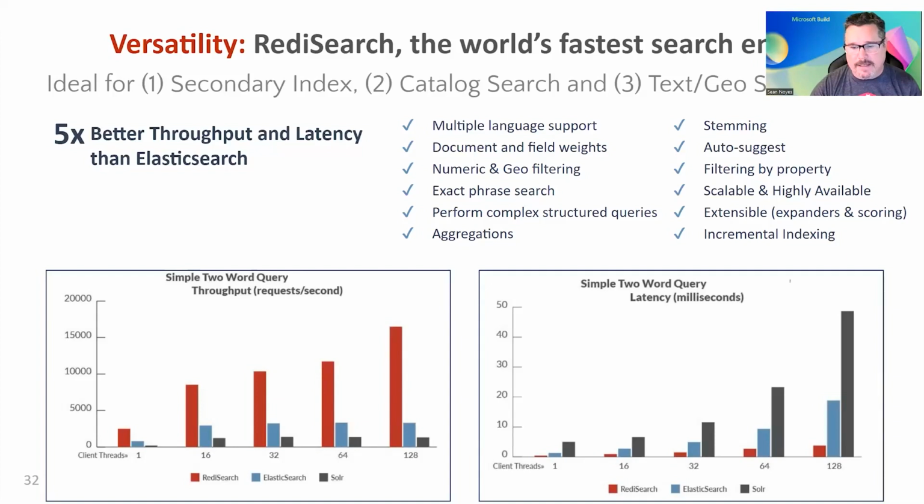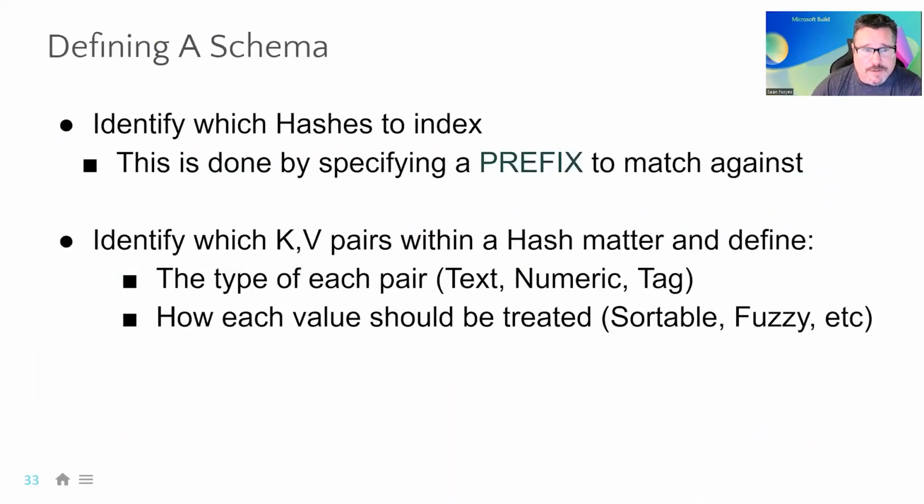Throughput's very high, and latency is extremely low for Redis Search. When we're using Redis Search, the first thing we have to do is identify what hashes we want and then specify a prefix to match against. Then we identify the key value pairs within the hash that matter to us and define exactly how they're going to be searched. We have to state what type they are, and we also have to say how we want the value to be treated.